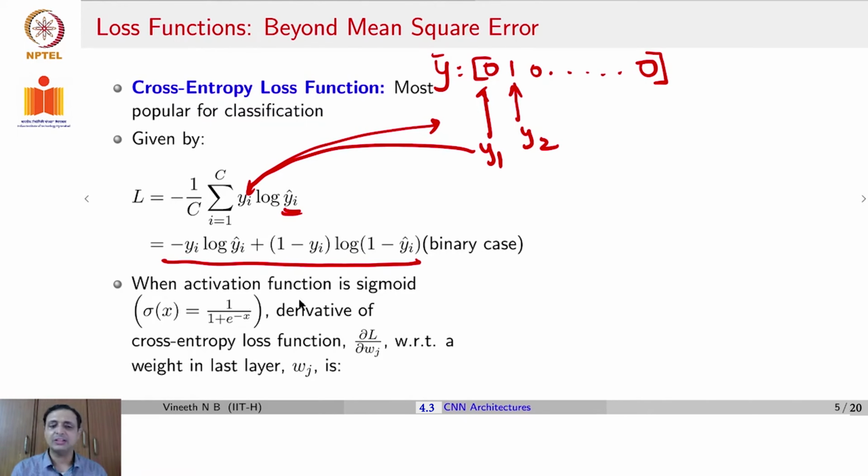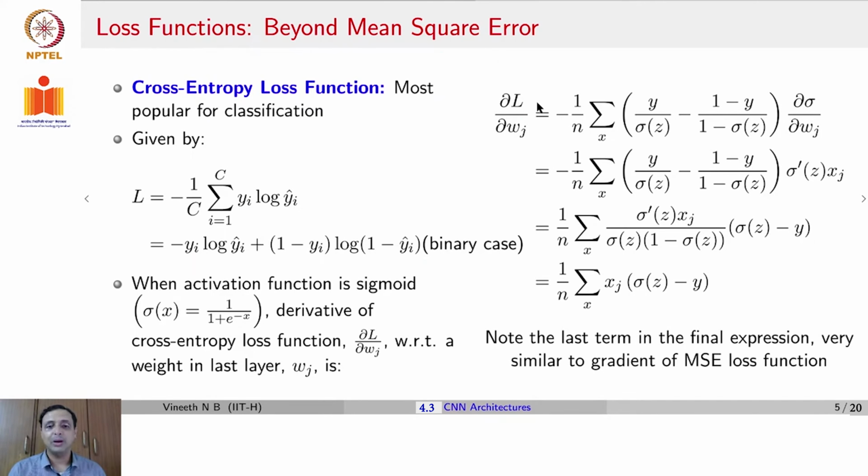So if we consider the activation function to be sigmoid, which is, let's assume, a binary classification problem, the derivative of the cross entropy loss function with respect to a weight in the last layer wj is given by, let's work it out, dou L by dou wj will be minus 1 by n, y by sigma of z. How did we get sigma of z? Sigma of z is the same as y hat. That's the prediction of the neural network. Z was the pre-activation value. We applied a sigmoid on that and got y hat. So that's why we're replacing y hat by sigma of z.